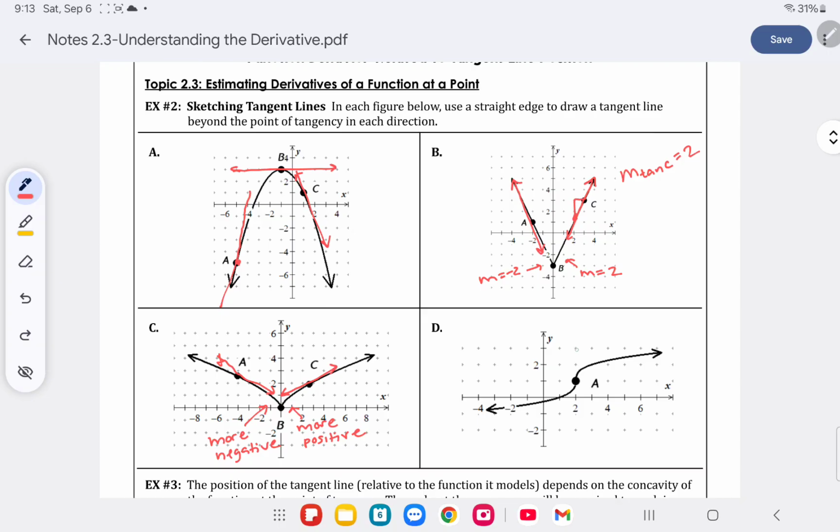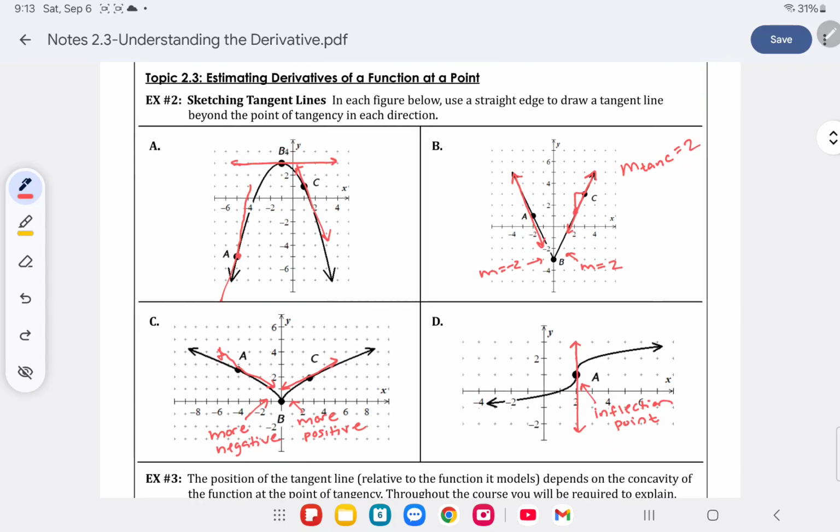And then point A, this is kind of a funky one, but our tangent line would be a vertical line. What's happening at point A is called an inflection point. And it's where the graph changes concavity. We'll talk about what concavity is a little bit more later on.